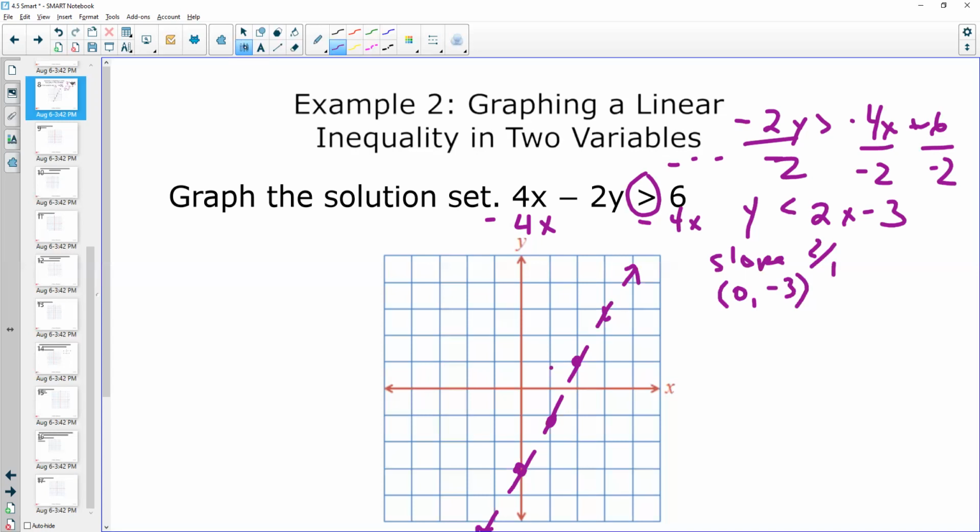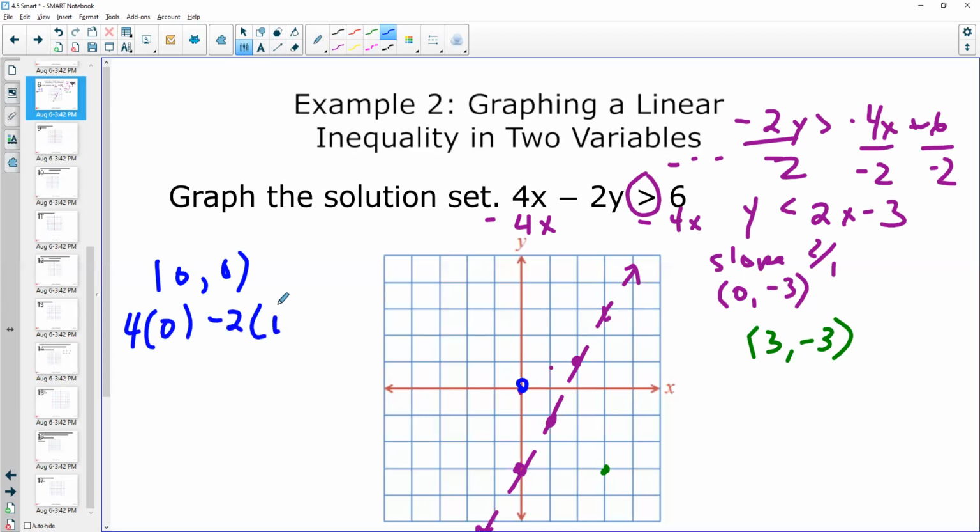Now I'm going to test 2 points. Let's do 0, 0. And let's try 3, negative 3. All right, so let's do 0, 0 first. 4 times 0 minus 2 times 0 greater than 6. I'm going back to the original equation, remember. 0 minus 0 greater than 6. 0 is not greater than 6, so that's not right.